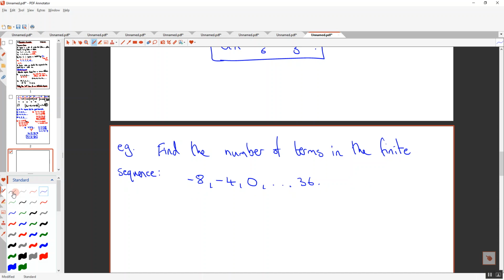So start with the formula. I'll even write the formula down. We should do the formula. Start with the formula, yep.